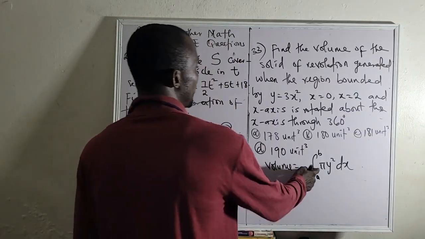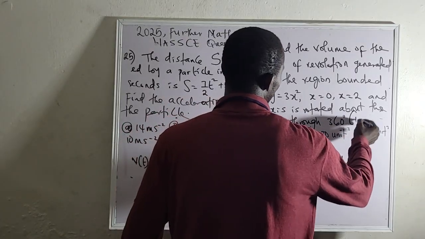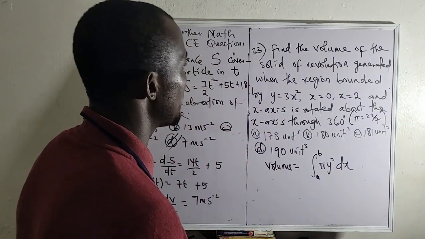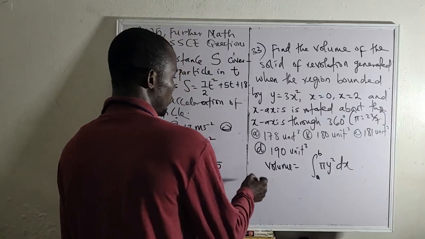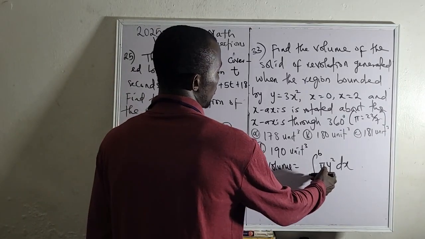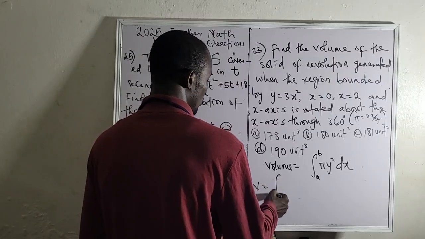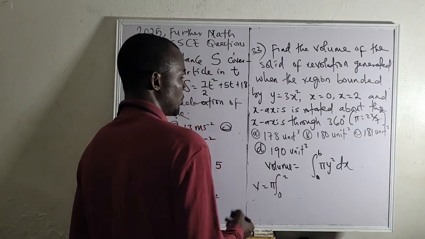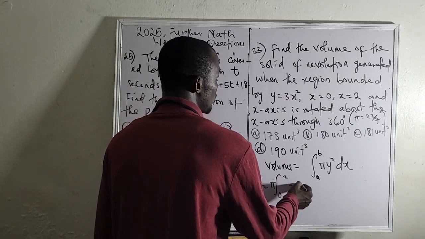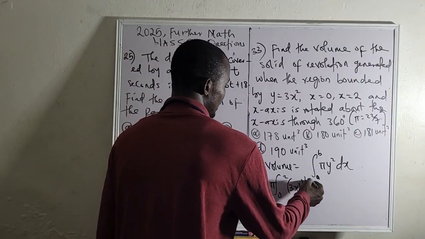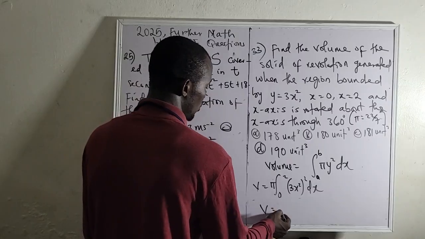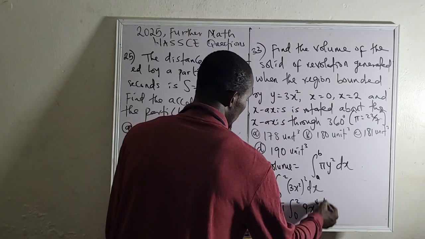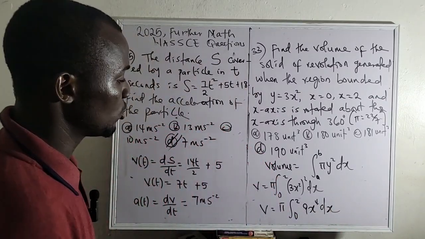So here, our pi is given to us. Actually, the pi is given as 22 over 7 in the question. Now, for our volume, we need to find our y squared. Our v will be equal to the integral from 0 to 2. We can bring the pi outside because it's a constant. This will be 3x squared all squared, then dx. Our volume equals pi times the integral from 0 to 2 of 9x raised to power 4 dx. That's what we are going to get.